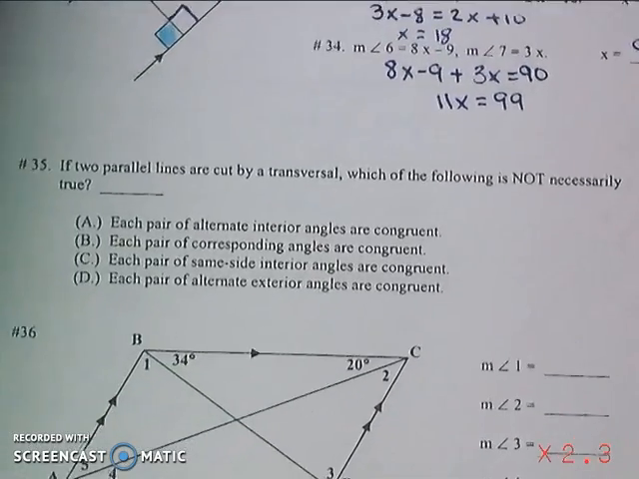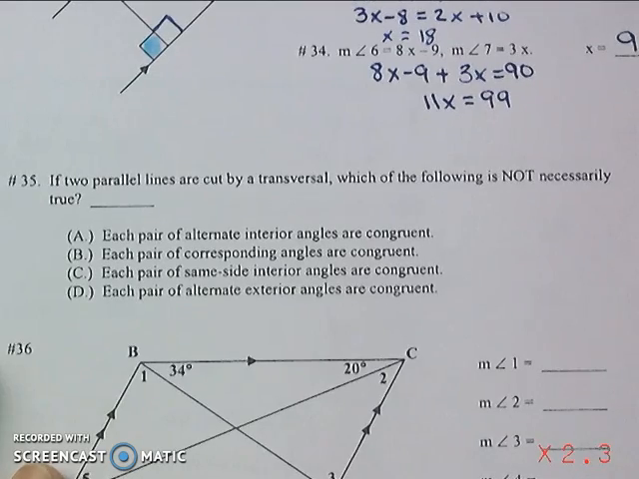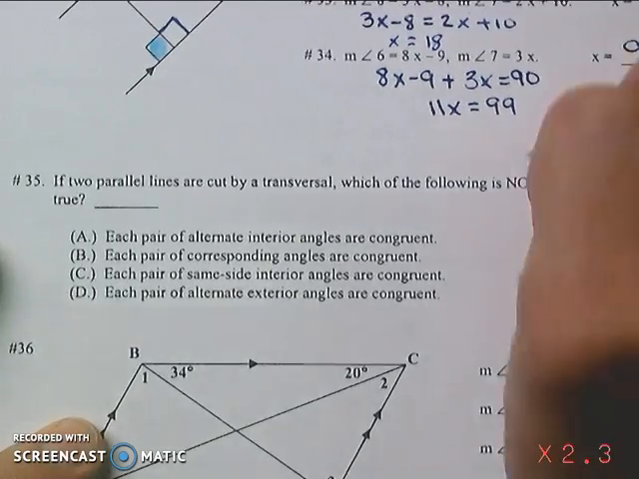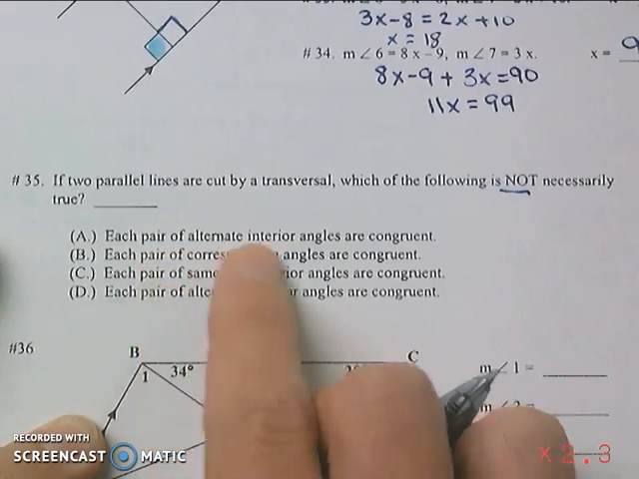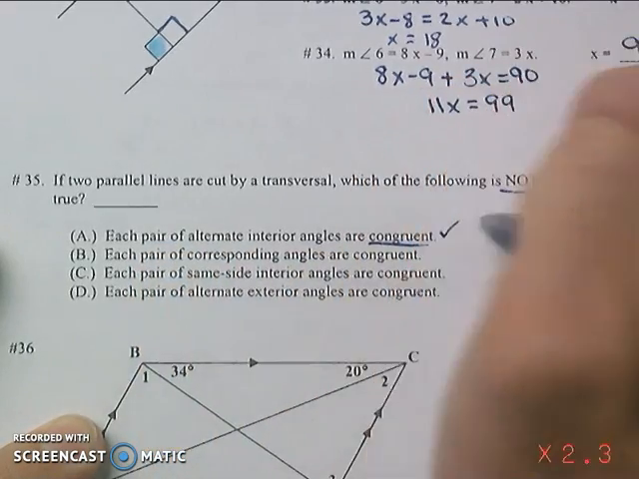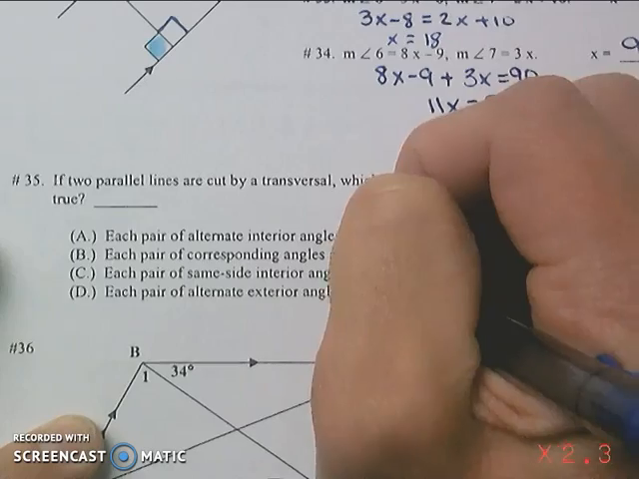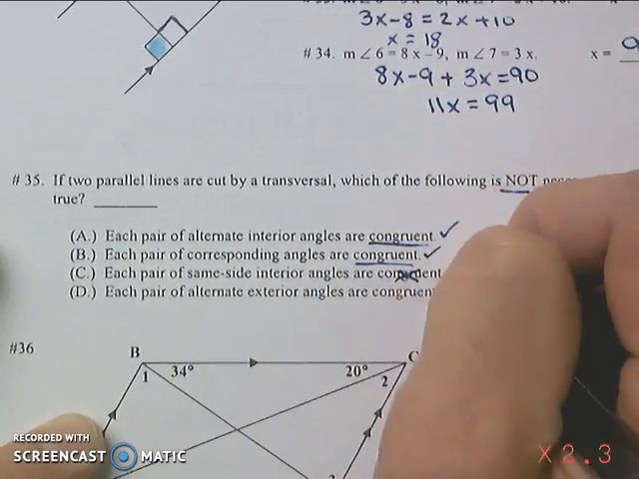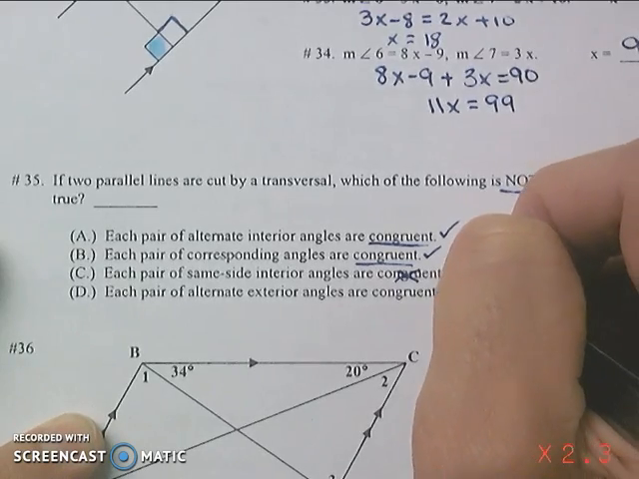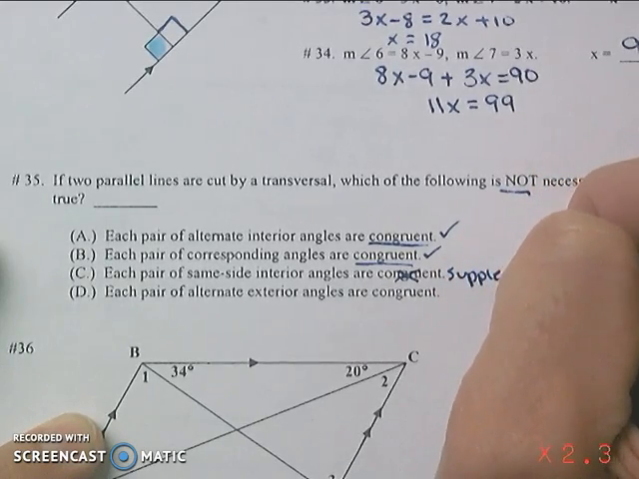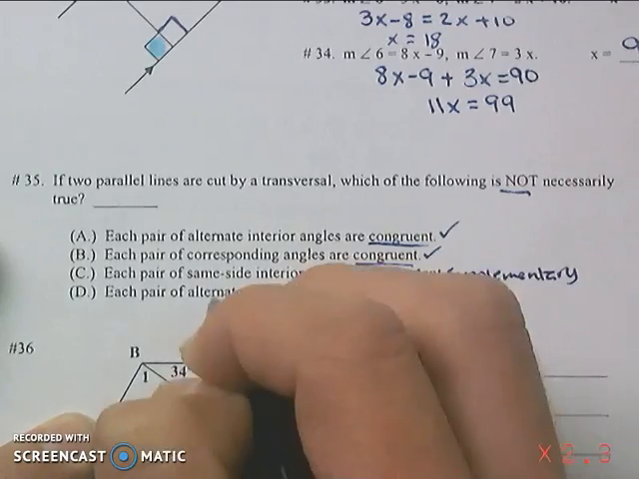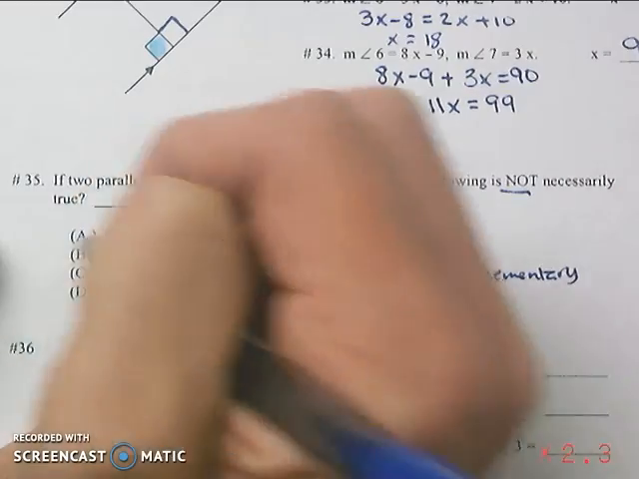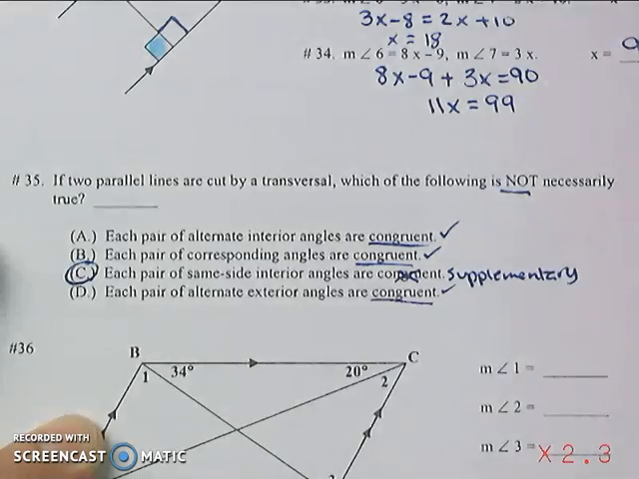Number 35. If two lines are parallel and cut by a transversal, which is not true? Alternate exterior angles are congruent. That is true. Corresponding angles are congruent. That is true. Same side interior are congruent. That is false. It should be supplementary. So the wrong answer is C. They should add to 180. The only time they're congruent is if they're both 90.